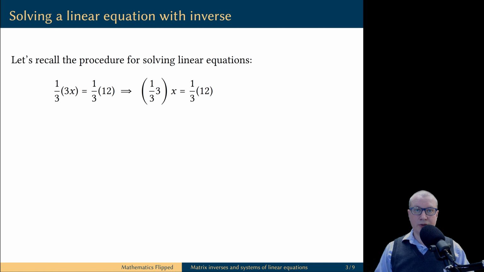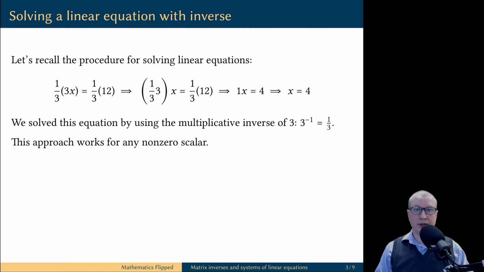Then we use the associative property of multiplication of numbers on the left-hand side, and we see that this equation simplifies to x equals 4. This is the unique solution to this equation. And the crucial part of this solution process was the fact that every non-zero number has a multiplicative inverse.